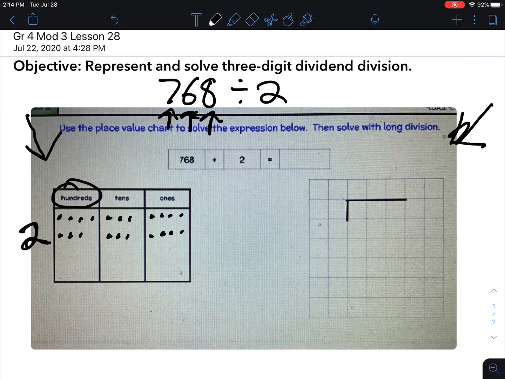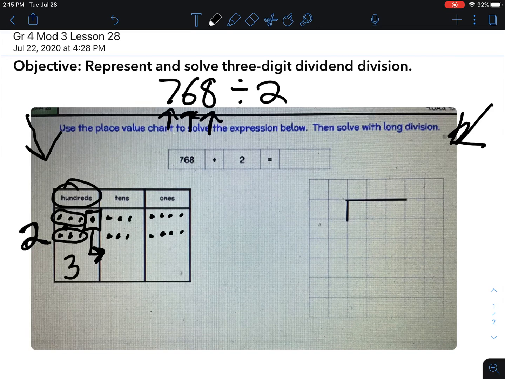All right, and I'm dividing by 2. So I need to put each of these discs into 2 equal groups. So here I have 1, 2, 3, 1, 2, 3. So there's my 2 equal groups. And I have 1 extra. There's my remainder, which I like to put in a square so it stands out. So I ask myself again, how many discs are in each group? Answer is 3.